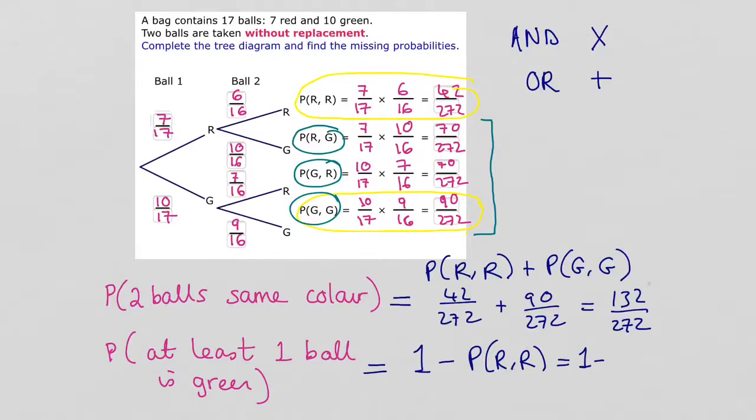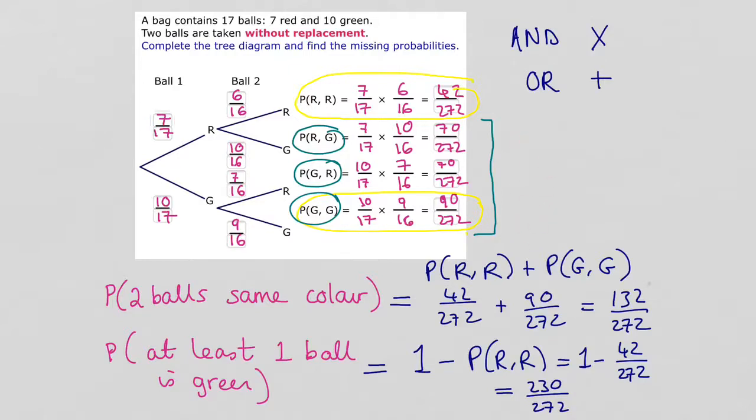Make sure you look out for those kind of shortcuts, because otherwise in the exam you could be doing a lot of calculations, taking a lot of time, and you really don't need to. So that number there, that fraction, is exactly what I'd get if I added those three together.